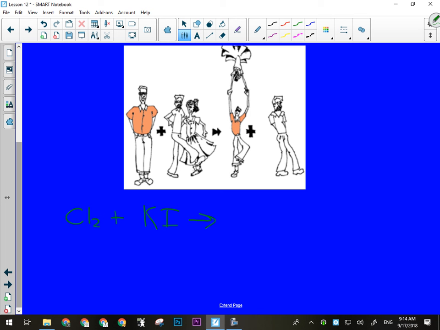The iodide. Okay, it has to replace what it's like. This is a non-metal, so it's got to replace the non-metal. So that means that iodine, which is also special, is going to end up by itself, and chlorine will end up in a compound with potassium.